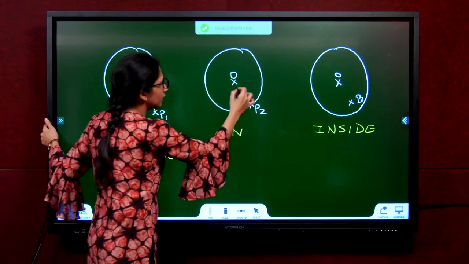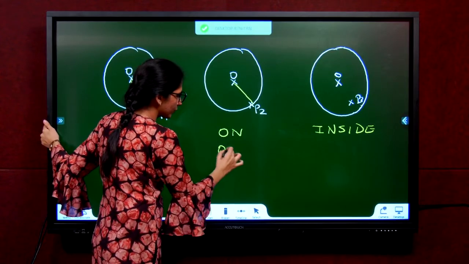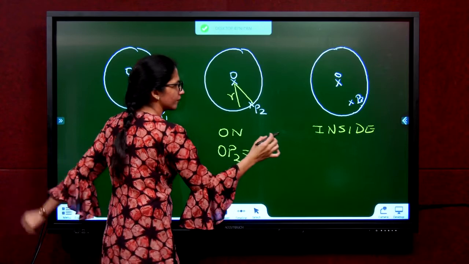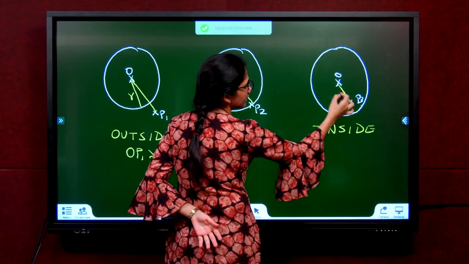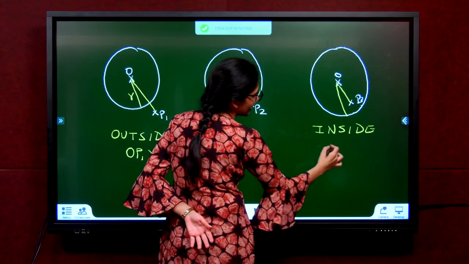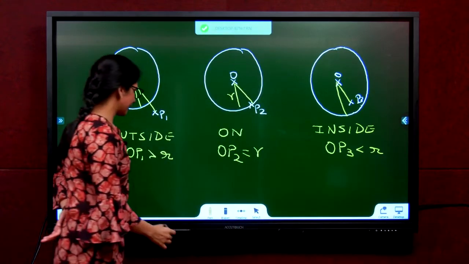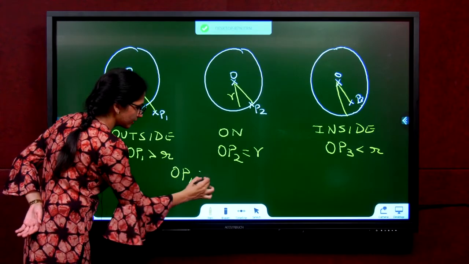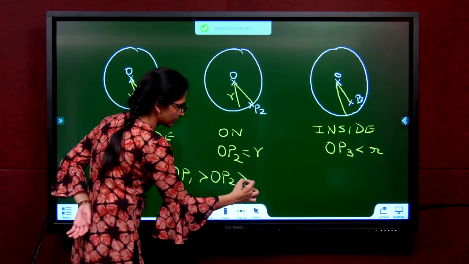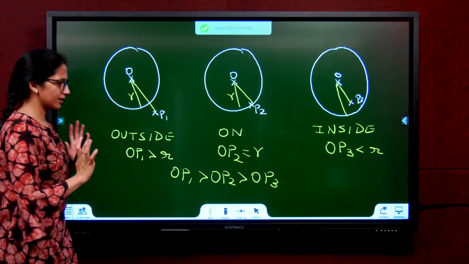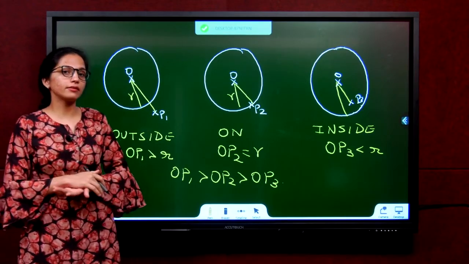On the circle, this OP2 will be equal to the radius. Do you agree? OP3 inside the circle, it will be less than the radius. Or I can say OP1 greater than OP2 greater than OP3. This you have to understand. Why? We will understand when we do the first theorem.